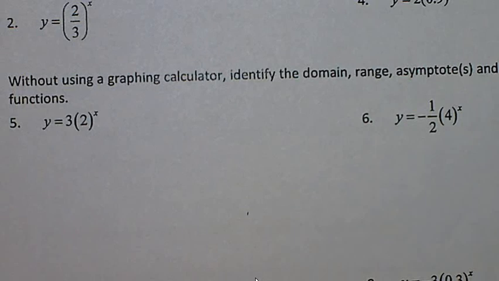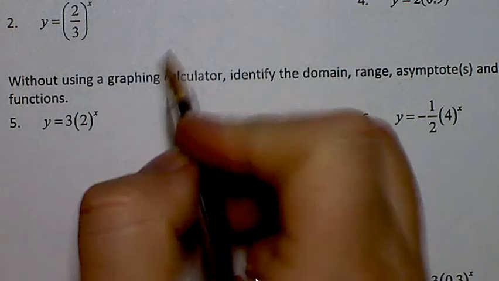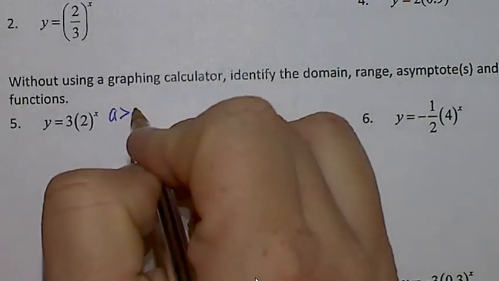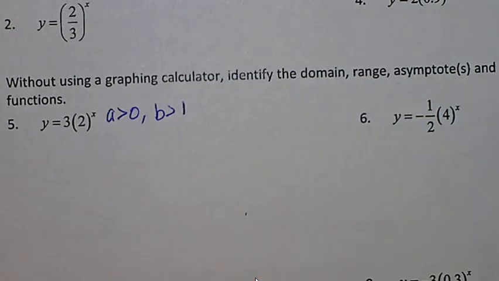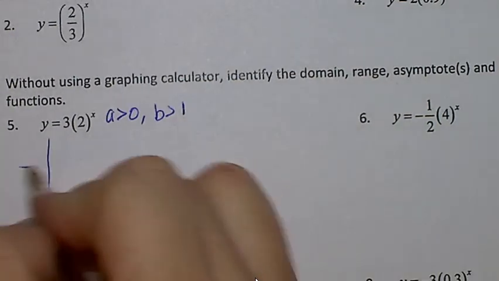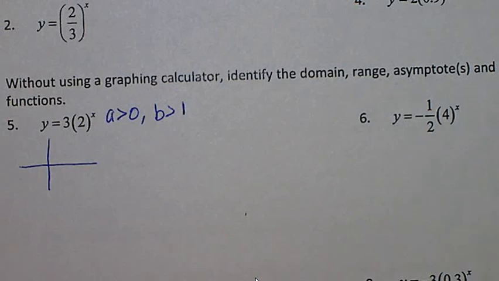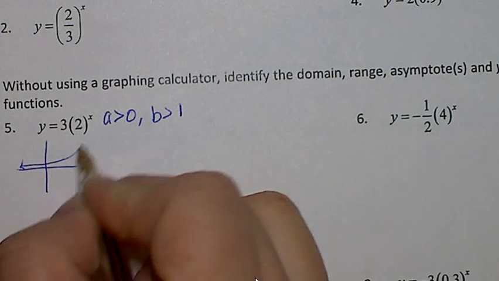Amy, is number 5 an example of exponential growth, decay, or neither? Growth. Why is it growth? There's 2 reasons. Because the A is positive and the B is greater than 1. A is greater than 0, B is greater than 1. We know that's exponential growth, okay? Make a really small graph. Exponential growth, because A is positive, I know it's above the x-axis. Growth goes up to the right.